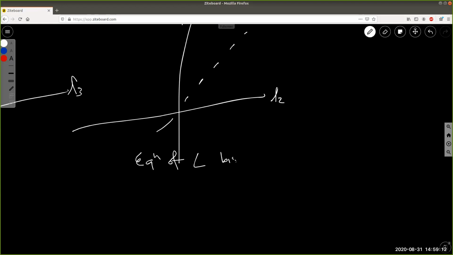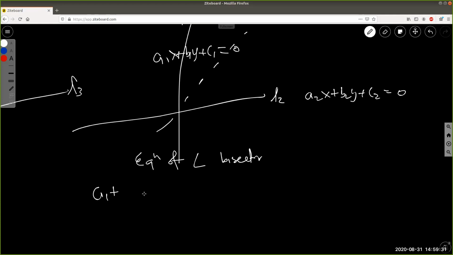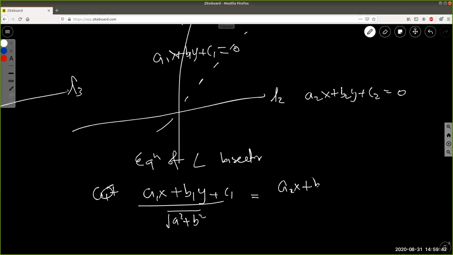Equation of angle bisector. The first line is a1x plus b1y plus c1 equal to 0, and the second line is a2x plus b2y plus c2 equal to 0. Then the equation of the angle bisector is: a1x plus b1y plus c1 divided by under root a1 square plus b1 square is equal to a2x plus b2y plus c2 divided by under root a2 square plus b2 square.